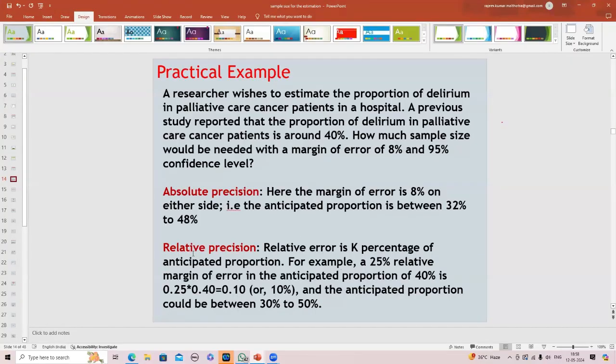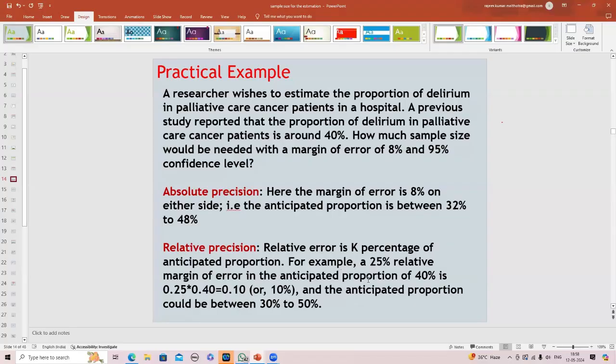But in the case of relative, you have to calculate the relative error as a percentage of your anticipated proportion. Suppose I have taken the relative precision as 25%. So it will calculate 25% multiplied by 40, which is equal to 0.1 or 10%. That is 10% in absolute form or 25% in relative form for the anticipated proportion. So this is the difference between absolute and relative.